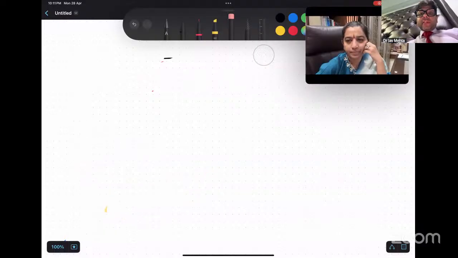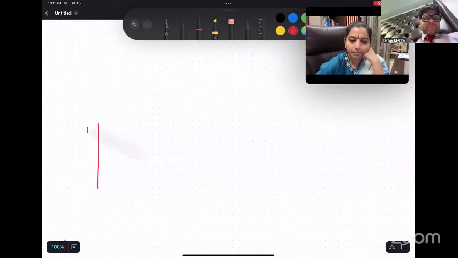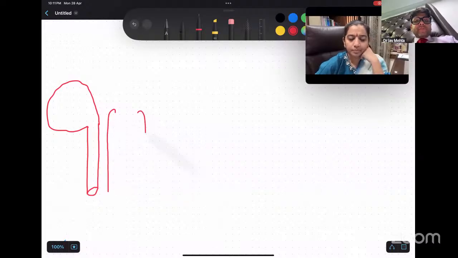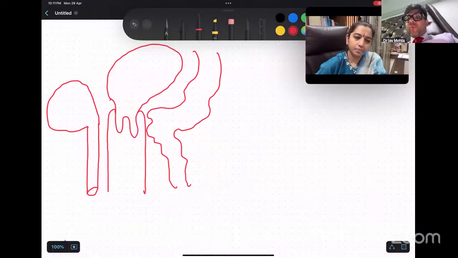I'll just erase all of this and try to draw the pelvis in two parts. Part number one is the urethral meatus. You have the bladder, you have the vagina, the uterus, which is probably retroverted, above that. And you have the bowel, which has come and got adherent here because of endometriosis. That is part number one.